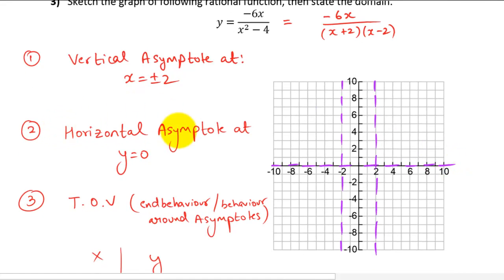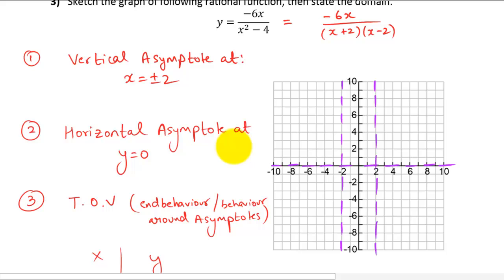I also have a horizontal asymptote at y equals 0. I know this because the degree of the numerator is 1 less than the degree of the denominator. As a result, I know that I have a standard horizontal asymptote at y equals 0. I'll go ahead and graph that with the dotted line there.